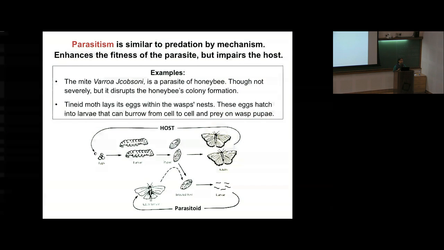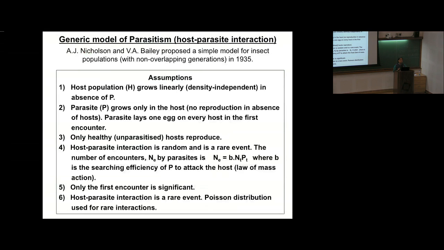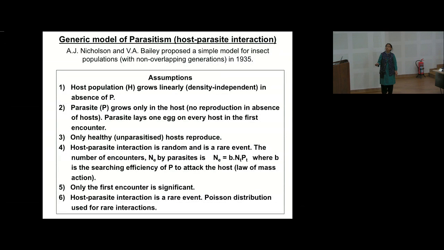Now, since it's an insect model, there are a whole lot of assumptions that you have to make. I'm not harping on the assumptions because it will take time, but assumptions are very important because based on that you're writing the mathematical function. For example, host-parasite interaction is random and is a rare event. How do you put it in math? The number of encounters is given, considering that every time N and P interact, B into N into P is the interaction term, like we did for Lotka-Volterra. So, law of mass action.